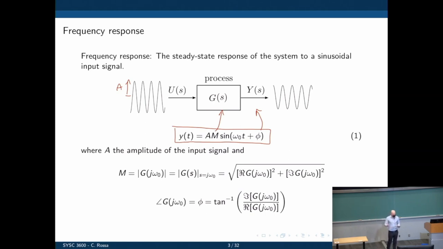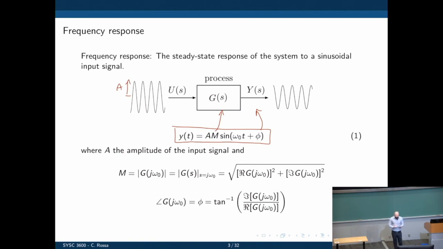And the phase and the magnitude are easily calculated through these two expressions that we've used in the last two lectures. The magnitude is the square root of the square of the imaginary plus the square of the real part of the transfer function. And the phase, or the angle of the transfer function, is the inverse tangent of its imaginary divided by its real part. So this is enough to characterize the frequency response of any system.